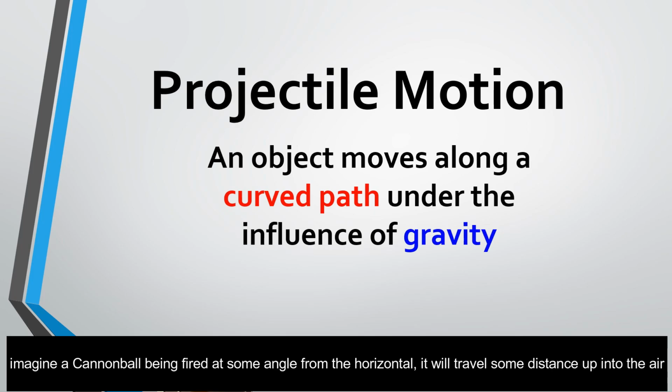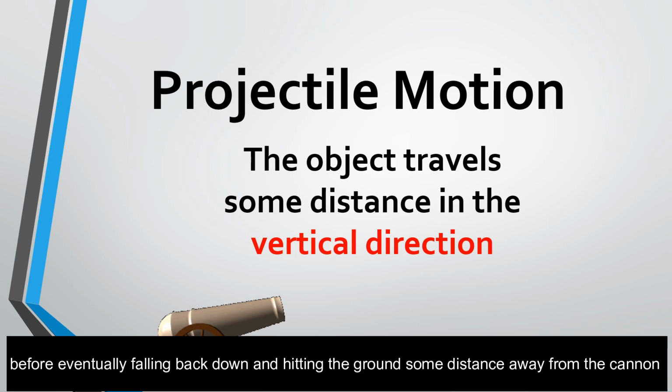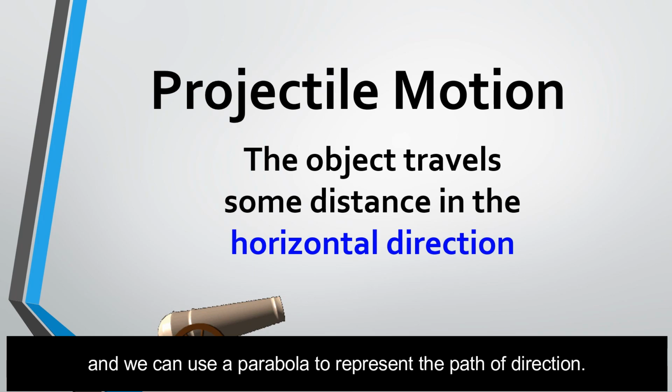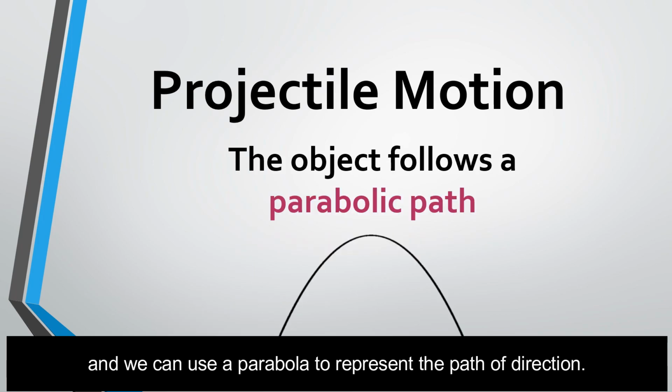Imagine a cannonball being fired at some angle from the horizontal. It will travel some distance up into the air before eventually falling back down and hitting the ground some distance away from the cannon. And we can use a parabola to represent this path of direction.